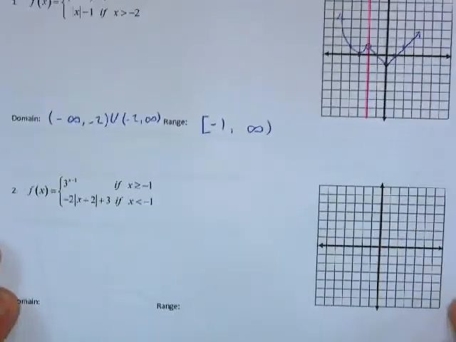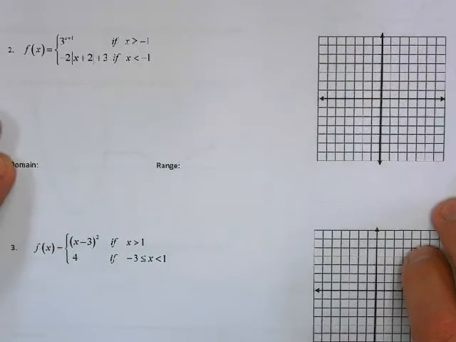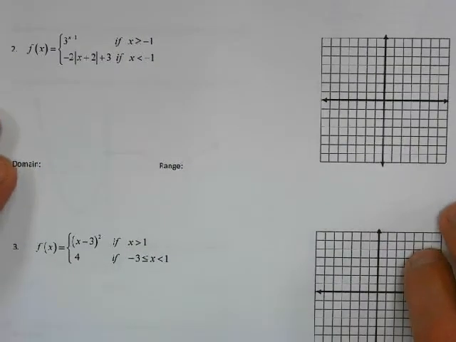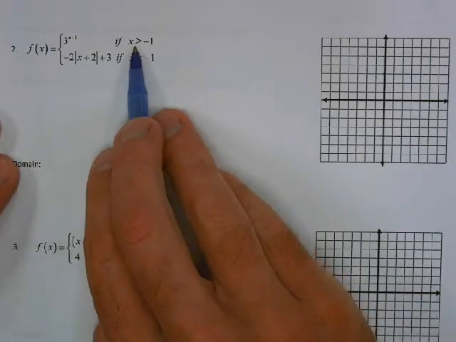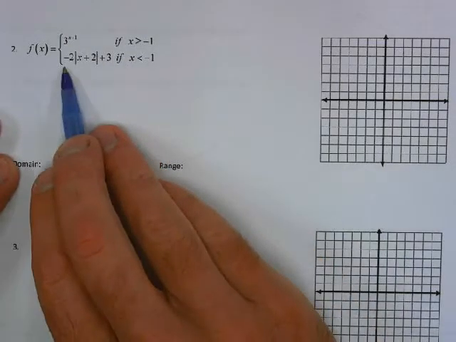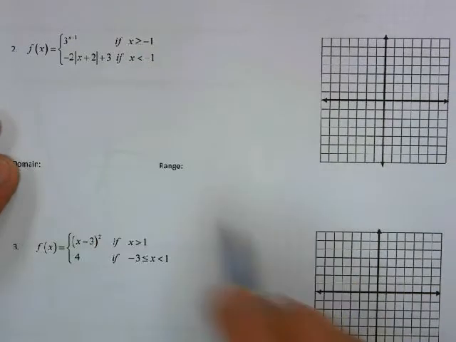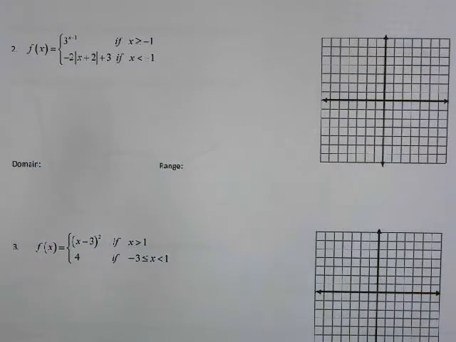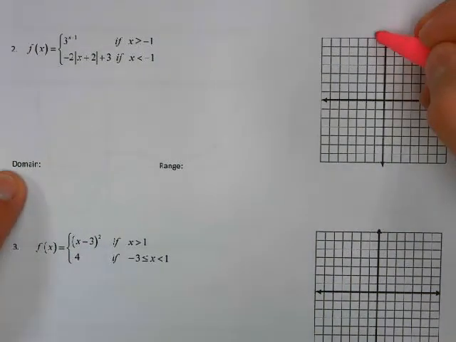Okay, number 2. So where's our boundary line going to be here? Where's the special point here? Well, I want this graph when x is greater than or equal to -1, and I want this graph when x is less than -1. So at x equals -1, that's where my graphs are going from one to the other. So I'm going to put my boundary line there at x equals -1.